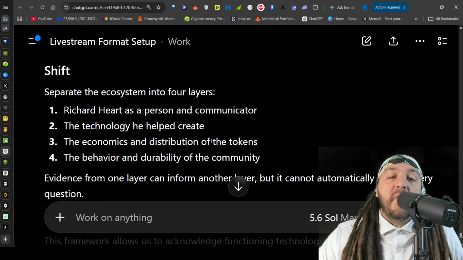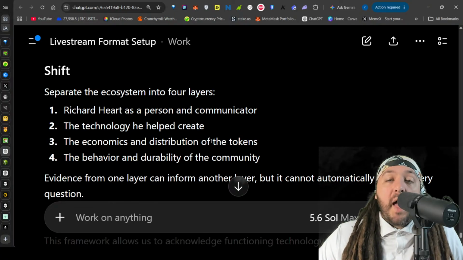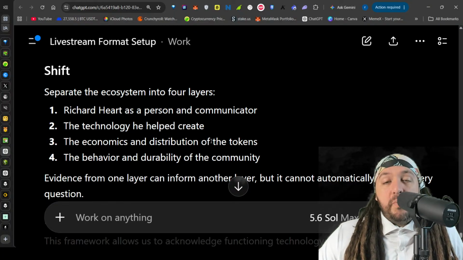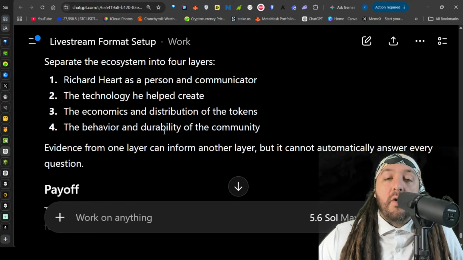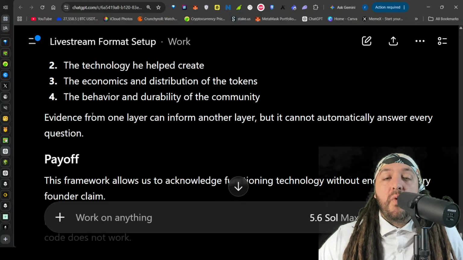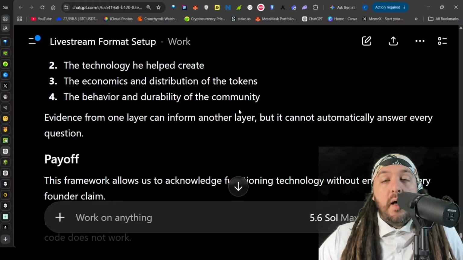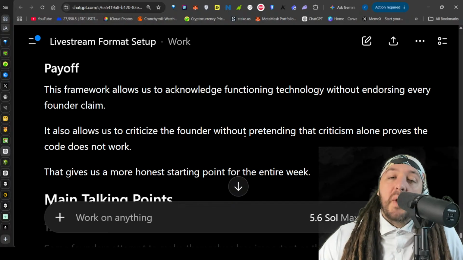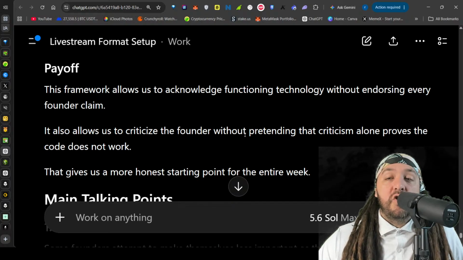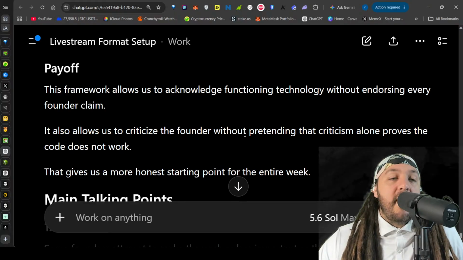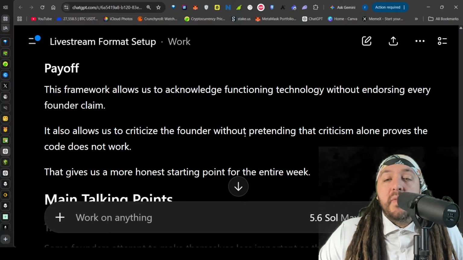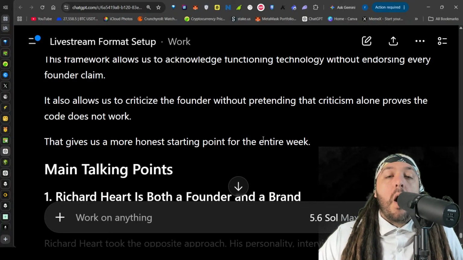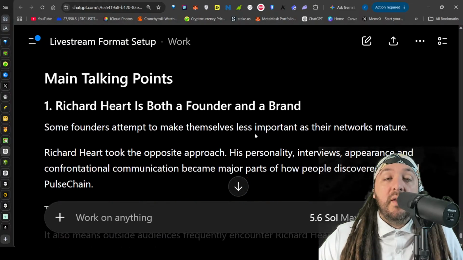That's what we're into. So separate the ecosystem into 4 layers. Richard Heart as a person and a communicator, the technology he helped create, the economics and distribution of the token, and the behavior and durability of the community. Evidence from one layer can inform another layer, but it cannot automatically answer every question. The payoff here is this framework allows us to acknowledge functioning technology without endorsing everything that the founder claims. It also allows us to criticize the founder without pretending that criticism alone proves code does not work. That gives us a more honest starting point for this entire week series.